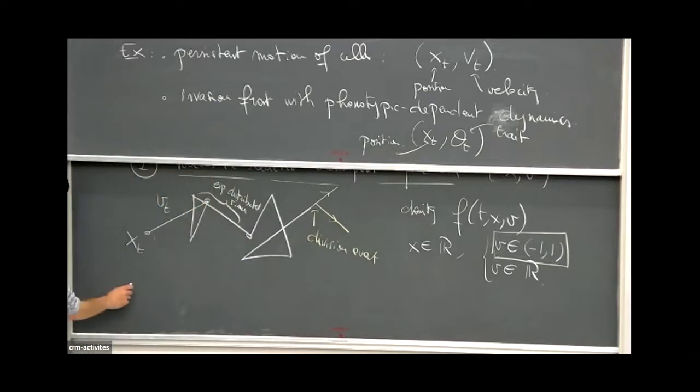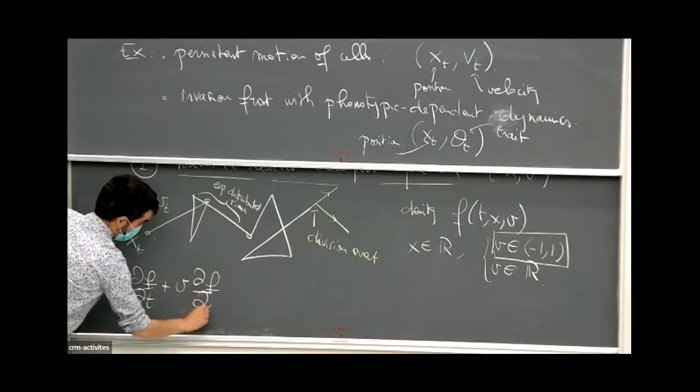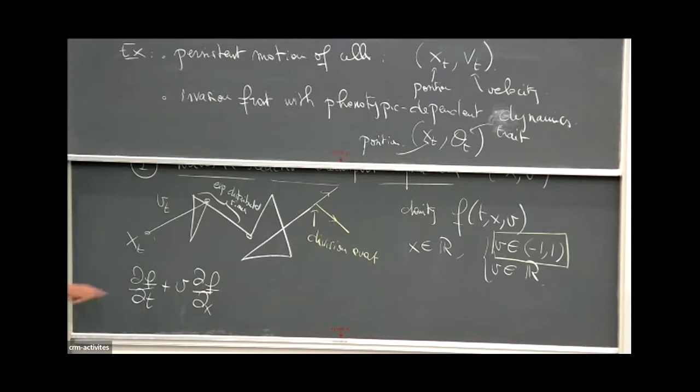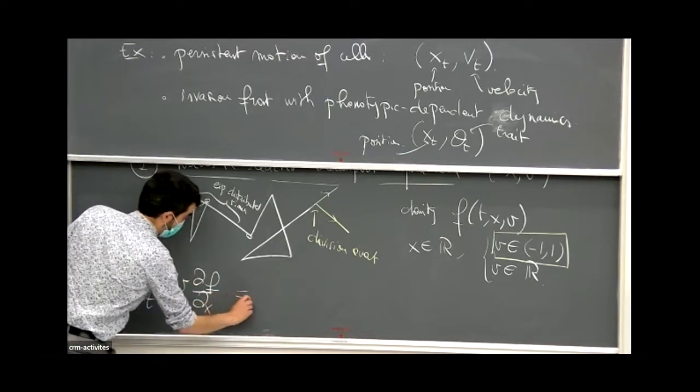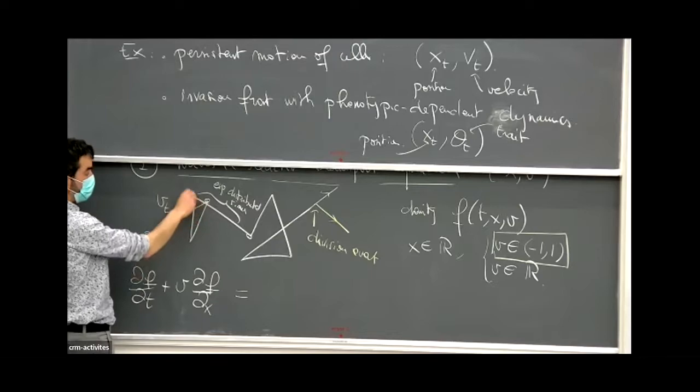So my equation is for the density. In 1D, you have transport at a velocity V, because it's the speed of the cell. So just by definition, this is a transport at velocity V. And so this is how the density will change in space. And then there is also the change in velocity.